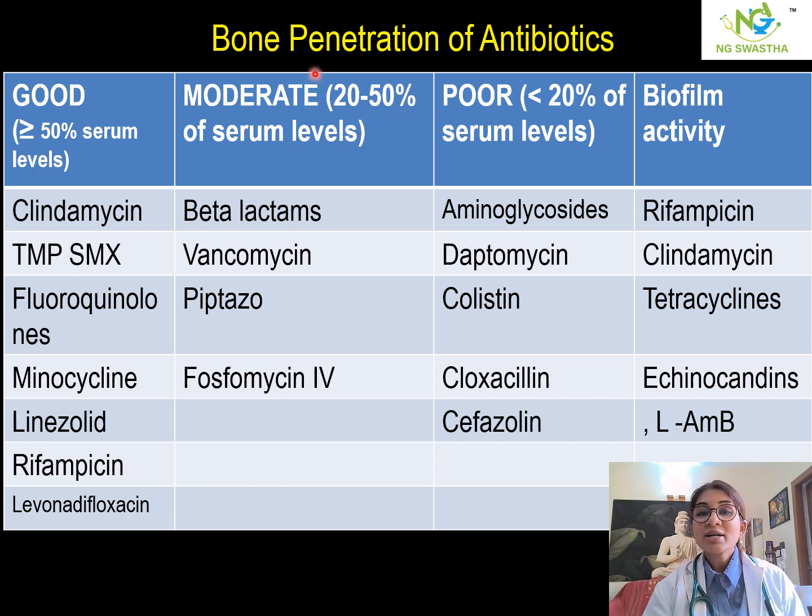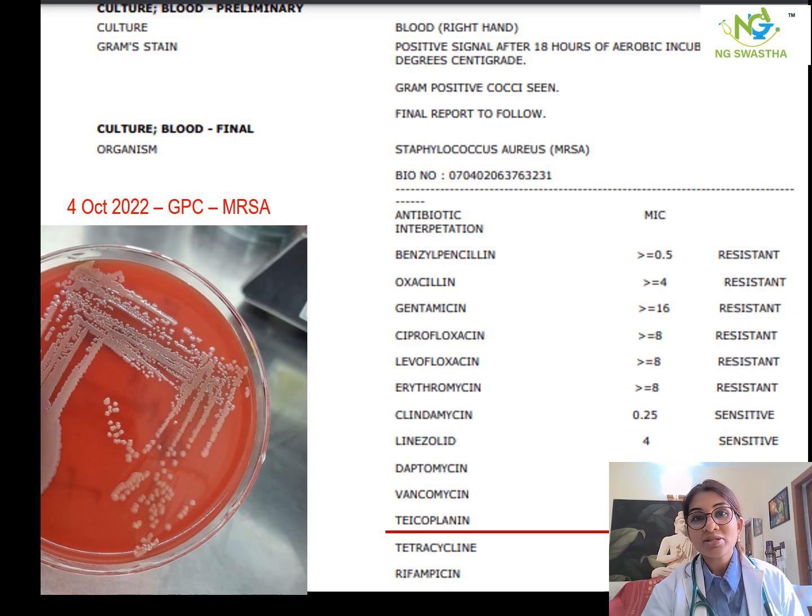Remember to use drugs which have good bone penetration. Good bone penetration is seen with clindamycin, TMP-SMX, fluoroquinolones like ciprofloxacin and levofloxacin for Pseudomonas aeruginosa, minocycline for the Enterobacteriaceae, as well as for Staph aureus, linezolid, rifampicin, levonadifloxacin. Minocycline can also be used for Achromobacter. There are drugs like daptomycin, colistin, cloxacillin, and cefazolin, which have poor bone concentrations.